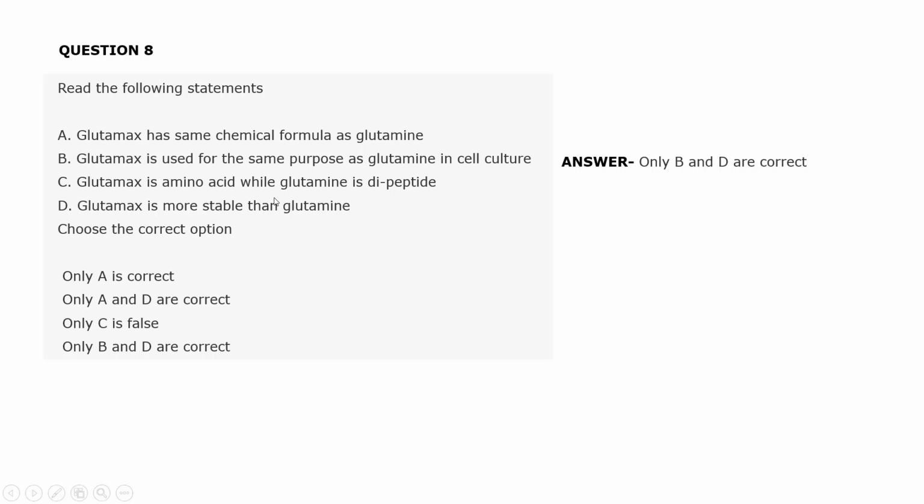And GlutaMAX is an amino acid while glutamine is a dipeptide. Basically it's totally opposite, right? It should be that GlutaMAX is a dipeptide while glutamine is an amino acid. So GlutaMAX is more stable than glutamine. Yeah, that's right. That's why it is converted into a dipeptide, rather than just providing it as an amino acid, because of the overall stability that it has as compared to the individual amino acid form. So in this case, only options B and D are correct. Others are wrong. So does anyone have any doubt?